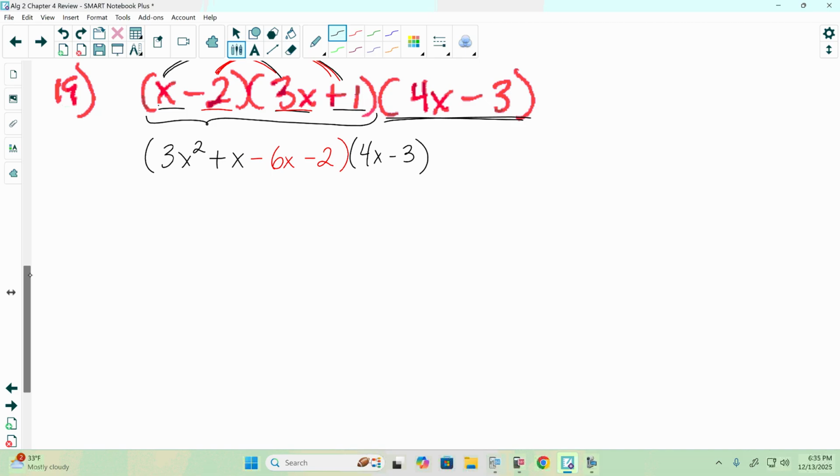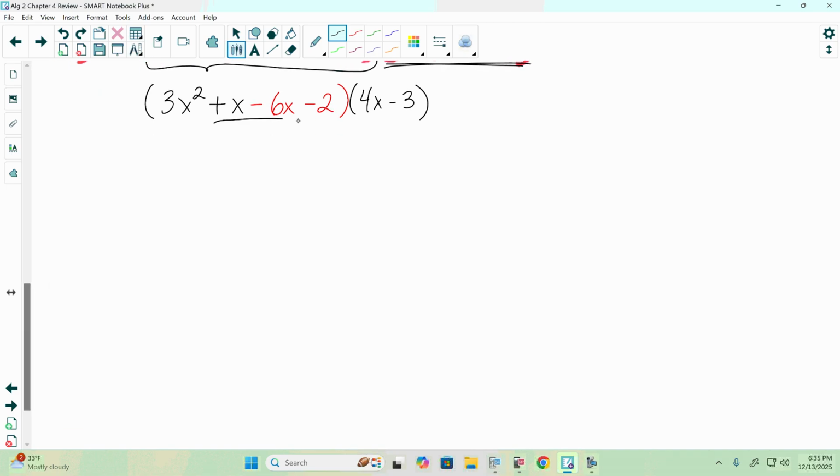Now before we do our multiplication for the next step, we do need to combine these x terms. So we still have 3x squared because it doesn't have any like terms. X minus 6x would be minus 5x minus 2, times our 4x minus 3. Now that we've simplified, we can do our last multiplication.